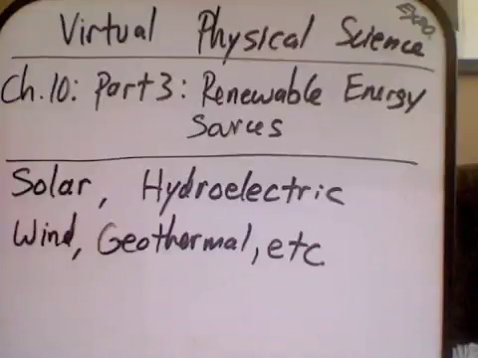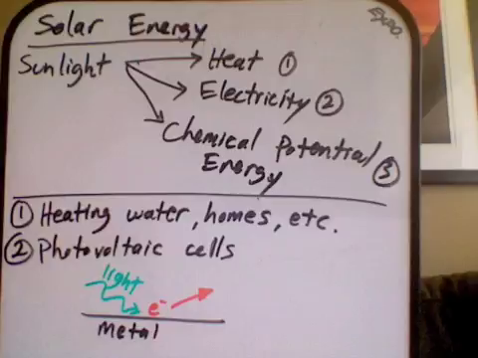The third and final installment of Chapter 10 from Virtual Physical Science, Renewable Energy Sources: Solar, Hydroelectric, Wind, Geothermal, and others. Solar energy. It turns out that almost all of the energy sources we've talked about and will talk about really have their origins in the sun.